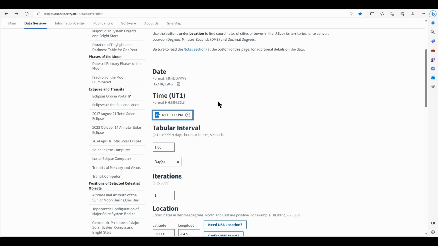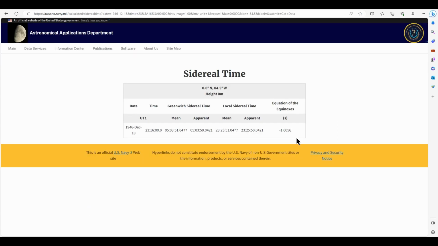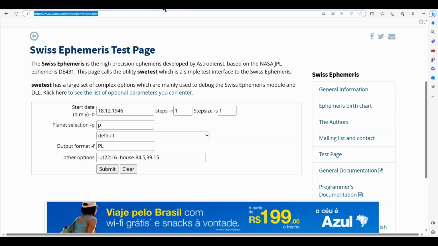It is just sum up. So 6, 7, 8, 9, 10, 11. It will be 11 p.m. Click get data, and voila. 23. It's 23 hours and 25 minutes.